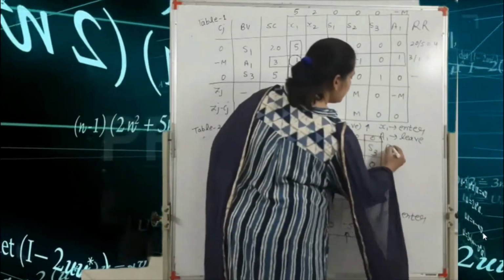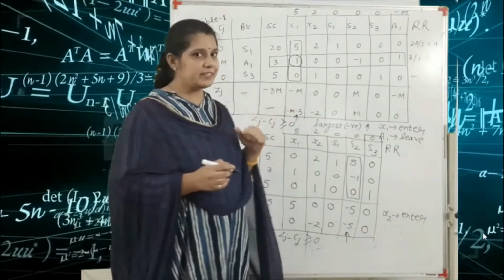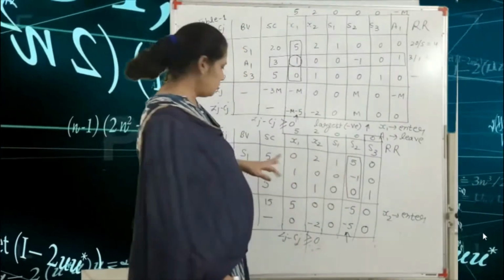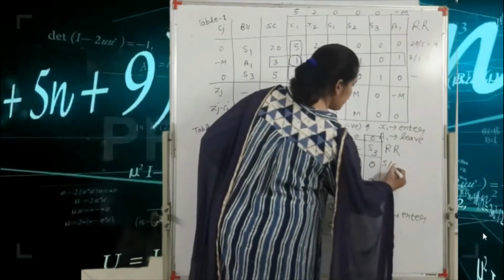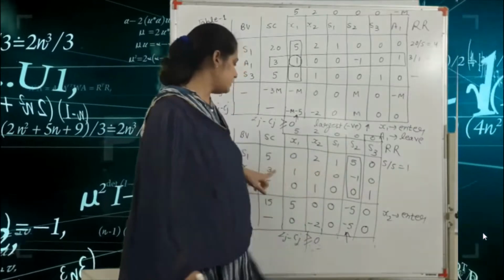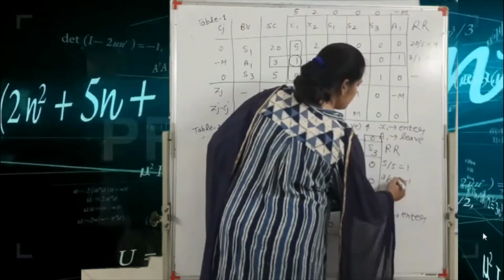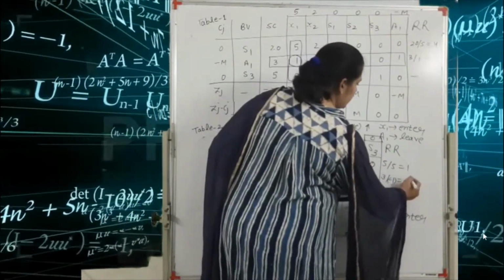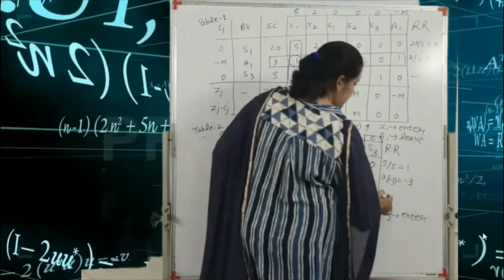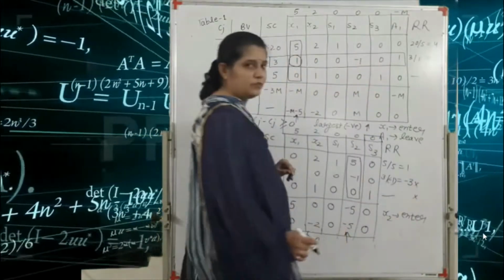So here we again find the replacement ratio. What is the process for finding the replacement ratio? This is your solution constant and this is your key column. So 5 divided by 5 is equal to 1. 3 divided by minus 1, that means minus 3, sorry. Next one is 5 divided by 0. So again infinite, so we write infinity. But always we consider only the positive value. Got it?